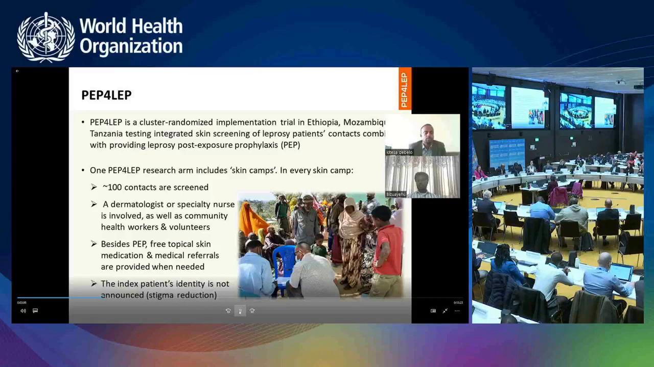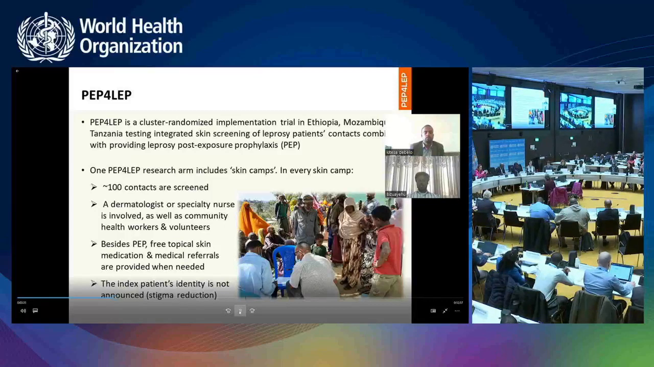One of the PEP4LEP research arms includes the community skin screening events, also called the skin camp. In every skin camp, there is an index leprosy patient for whom the skin camp is organized, and the extension health workers mobilize around 100 contacts to the skin camp sites, and therefore they are screened.